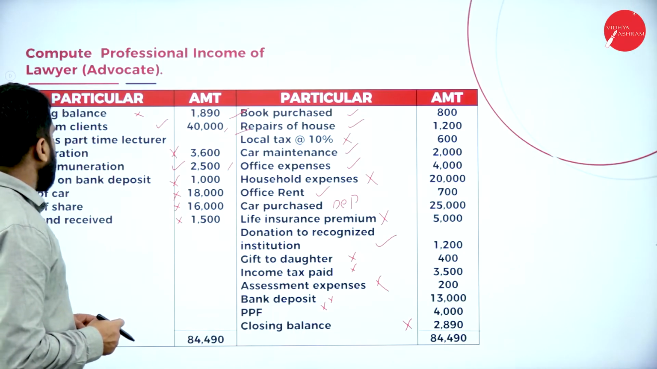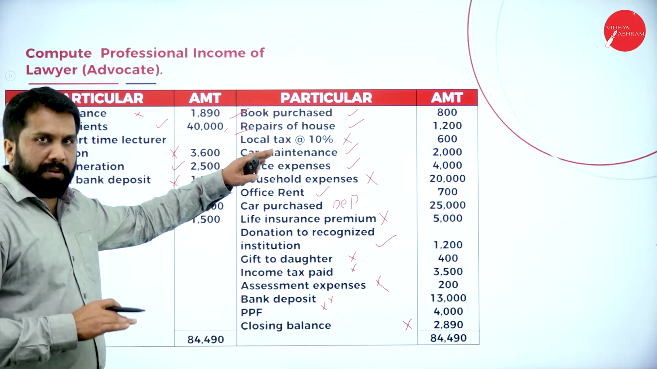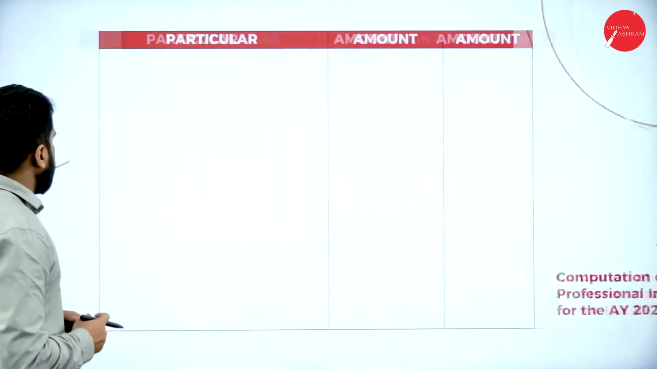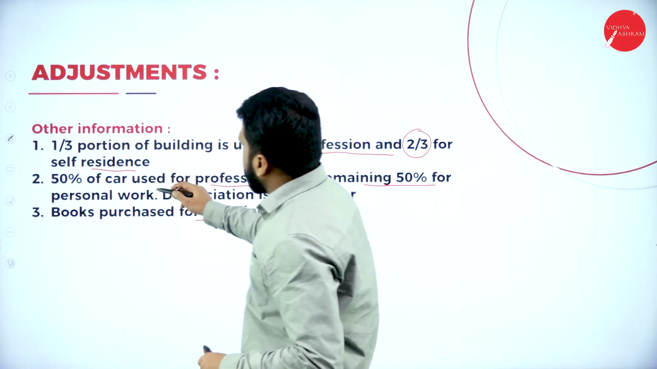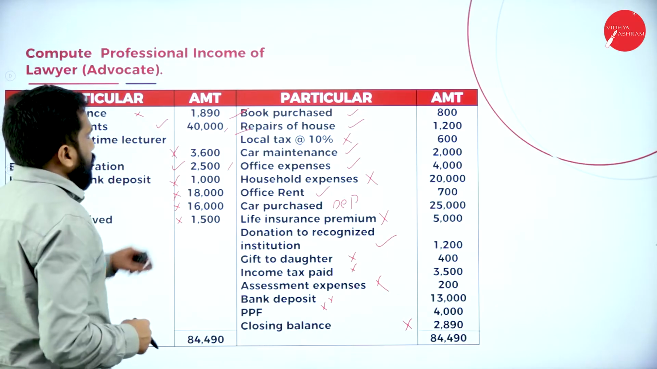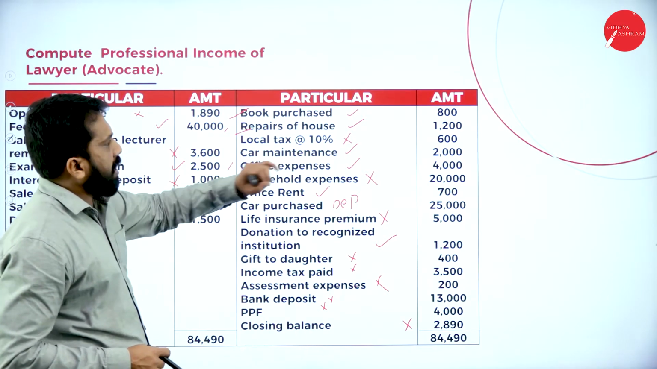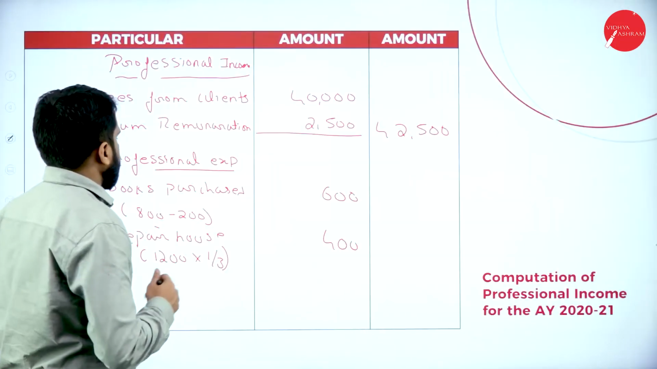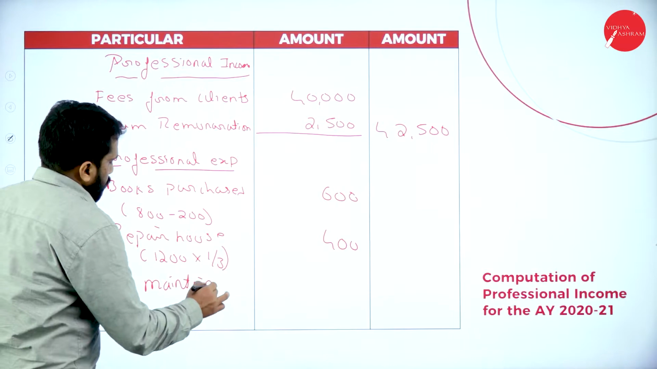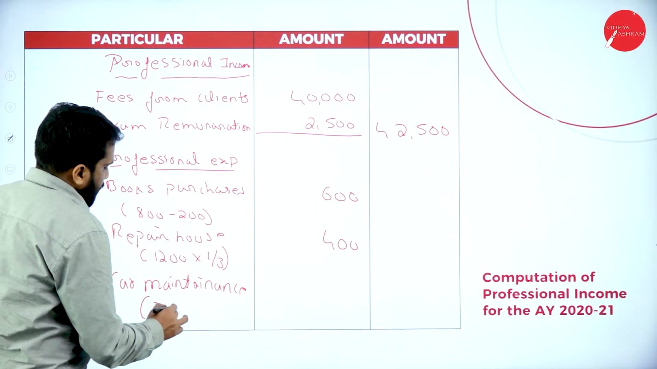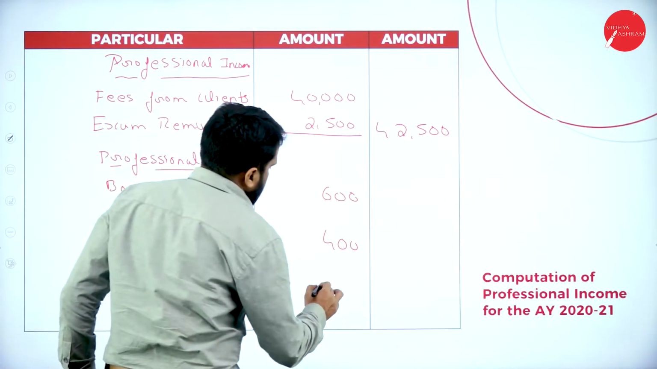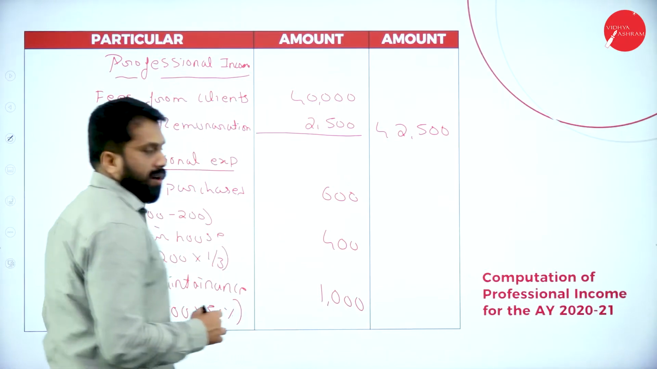Next, we have local tax. We will not take. Car maintenance 2000. Again, we have to check. In this, 50% of the car is used for professional. Remember, we have 2000 rupees car maintenance. Now, car maintenance, so 2000 multiplied with 50%. It will be how much? 1000. Hope you are clear.